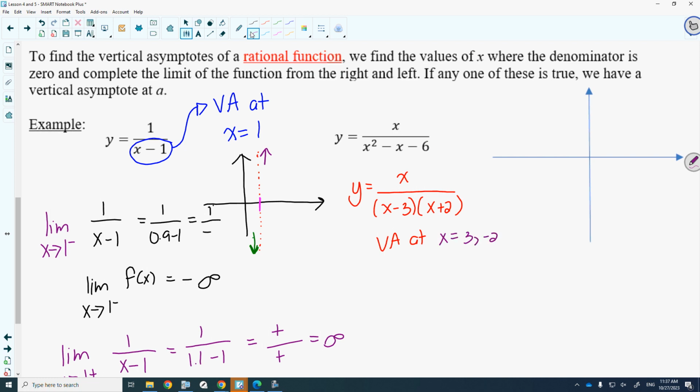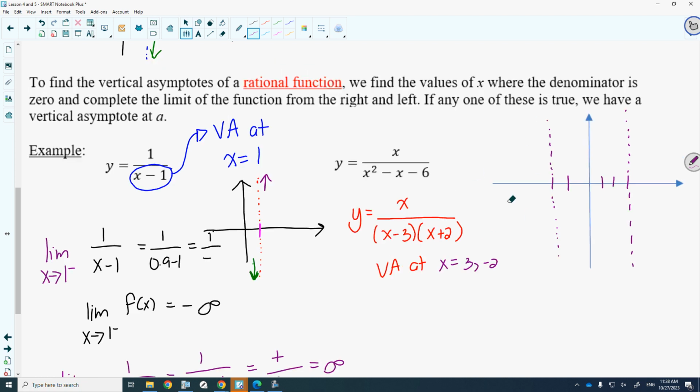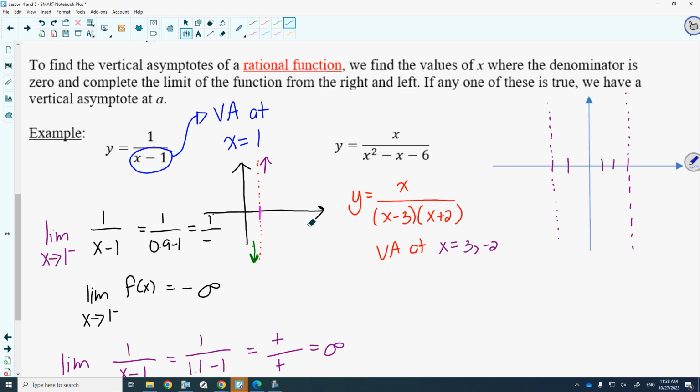So let's put those 2 VAs in. I've got a vertical asymptote at 3, and I've got a vertical asymptote at negative 2. Okay, so we need to figure out, as my graph approaches negative 2, I'm going to first figure out from the left. So as it approaches negative 2, my graph is either going to go up like this, going to infinity, or as I approach negative 2 from the left, it's going to go down here. We got to figure out which one.